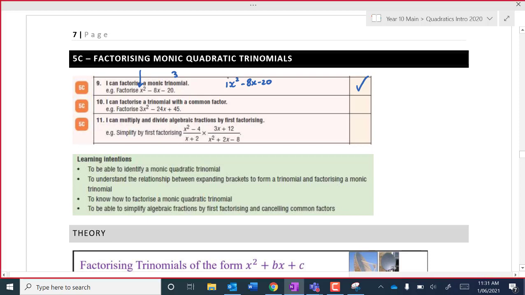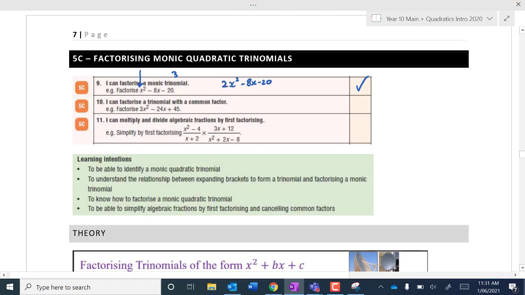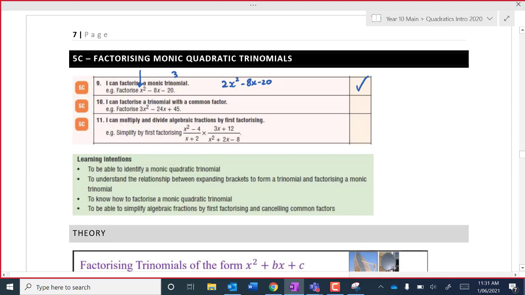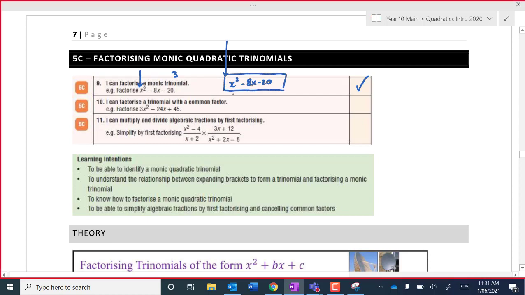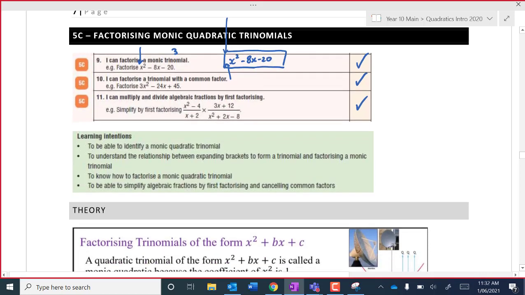If I had a 2 here and I was trying to factorize this, I can't factorize using the method that I'm going to show you today. If this is a non-monic trinomial, there's another method which we look at in a later exercise. So we're going to be looking at monic trinomials where the coefficient of x squared is 1. And we'll do some where we have to take out the common factor, and later on we'll bring it all together and even do algebraic fractions with those. So we're going to have to feel pretty comfortable with factorizing first.